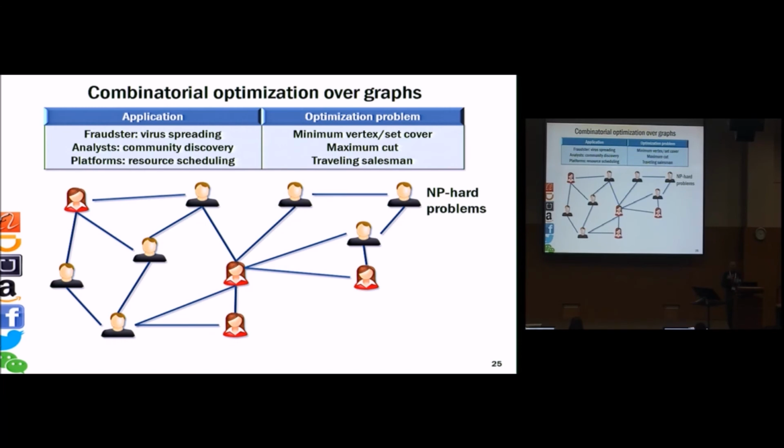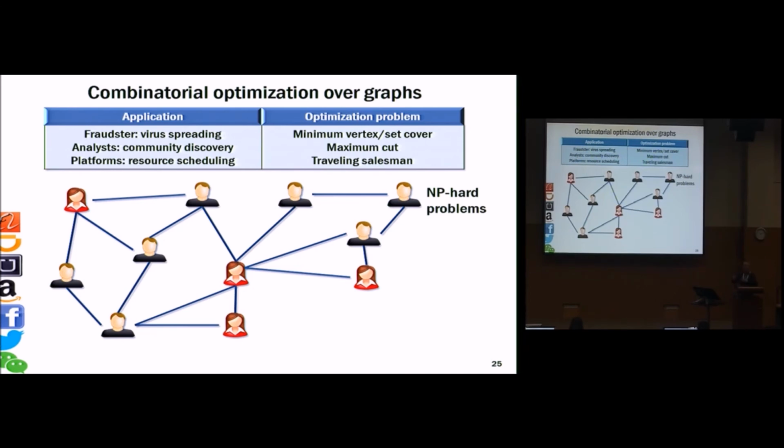The simplest, most abstract version of this problem is called the minimum vertex cover. So what is minimum vertex cover? Essentially, you're given this network. What you want to do is pick as small a number of nodes as possible in this network, such that for every edge, every friendship, at least one end has been selected. This is a combinatorial optimization problem. You want to minimize the number of nodes you choose.